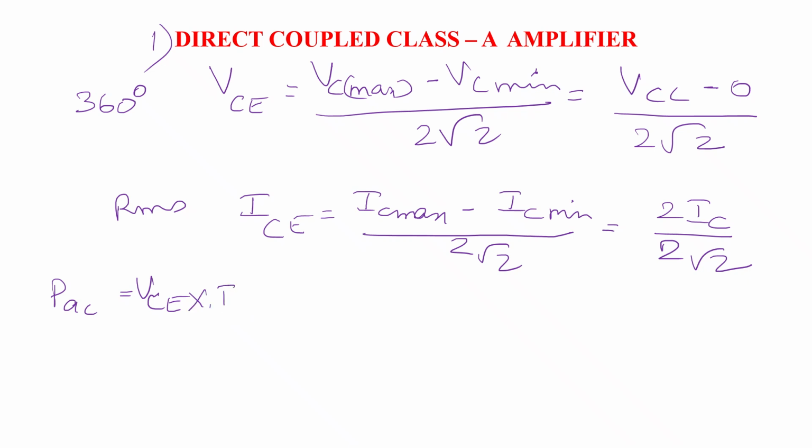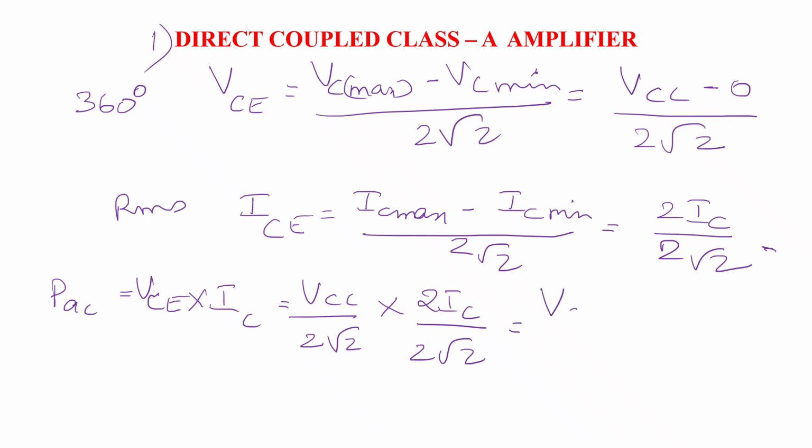It is VCE into IC, where VCE we have calculated as VCC divided by 2 root 2, into IC, which we have calculated as 2 IC divided by 2 root 2. So we will be getting 2 times VCC IC divided by 8, and this is the AC output power.